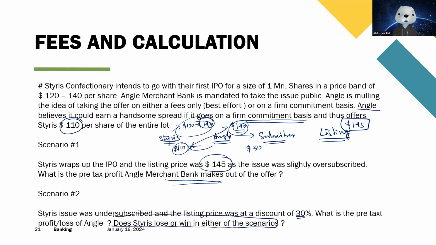Well, Stylus does not lose anything. Why? Because it has already sold its entire proceeds under the firm commitment to Angle at $110 a share. How Angle markets it, who subscribes to that, whether that subscription is under subscription, full subscription, or over subscription, Stylus could not care less. Stylus does not suffer any loss here. If it is undersubscribed, then it is quite possible that Angle may not have been able to sell the issue at the price that it intended. But again, because those data are not provided, we cannot make a full evaluation of Angle's loss here.